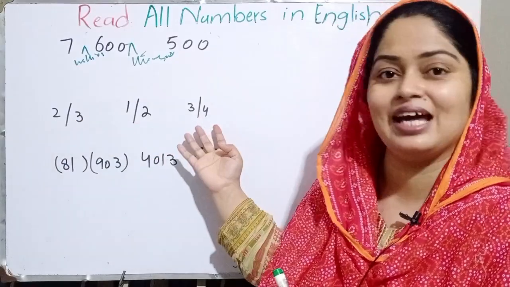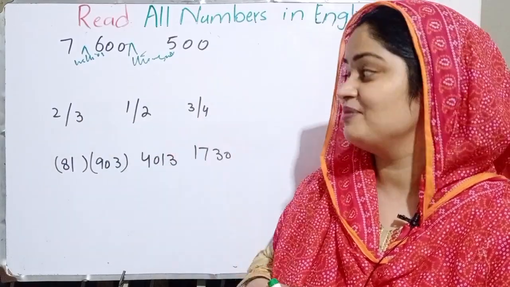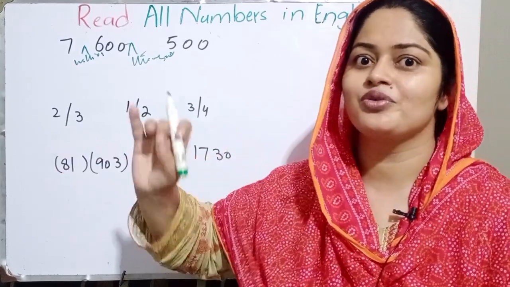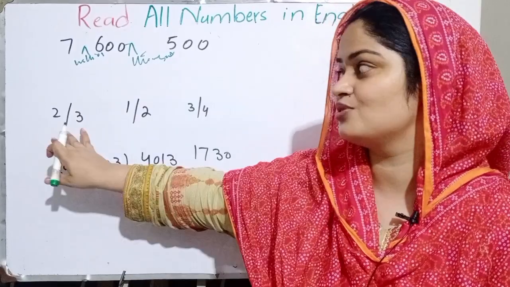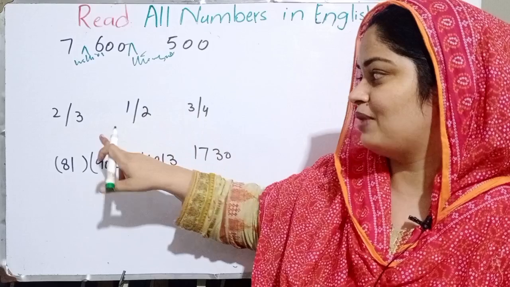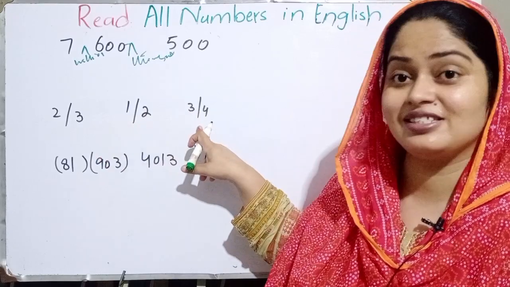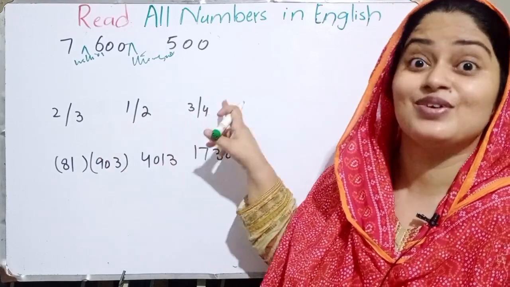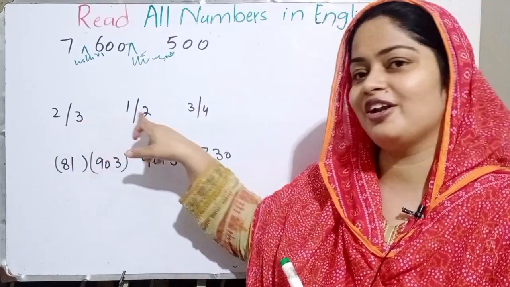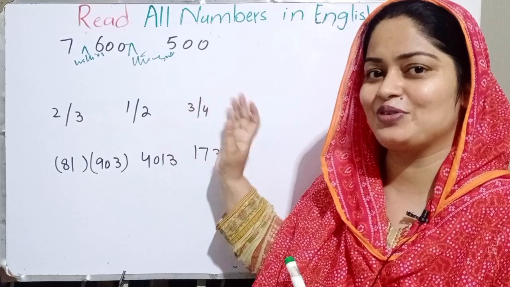And next are fractions. How would you read them? Of course, you can read them easily. 2/3 or 2 out of 3. The easiest one is 2 out of 3, 1 out of 2 and 3 out of 4. But it is half, it is 3/4. You can easily say 2 out of 3, 1 out of 2 and 3 out of 4.